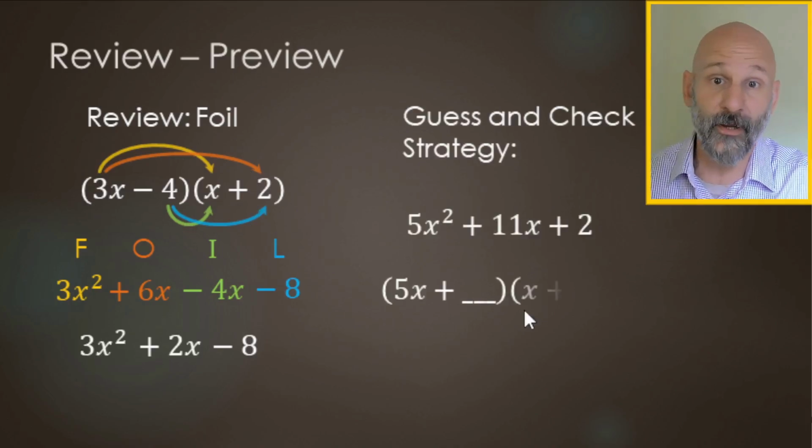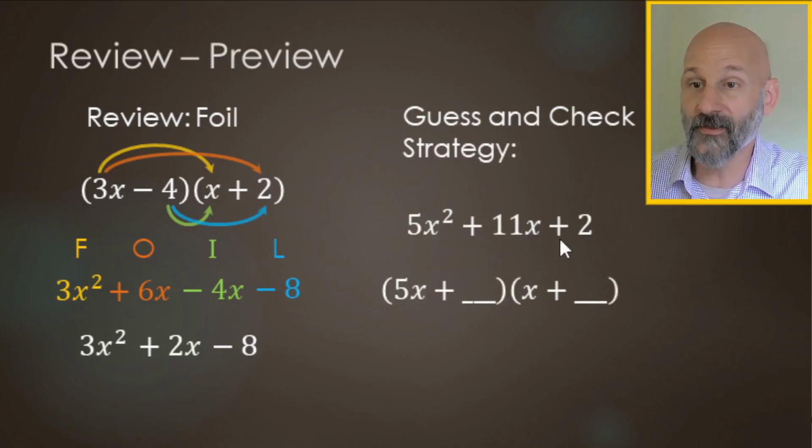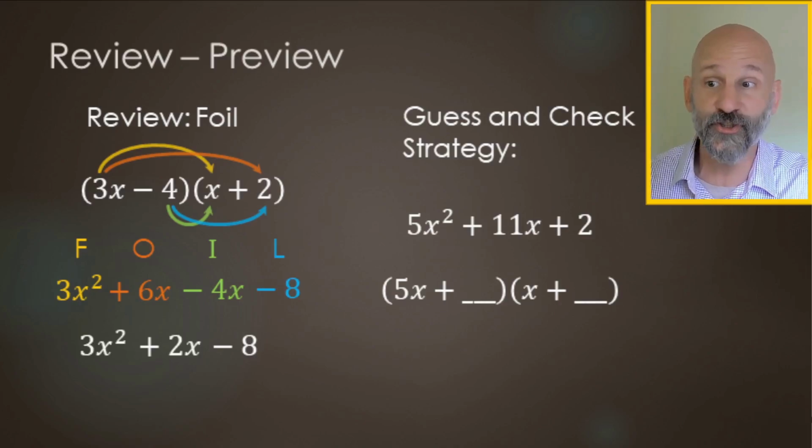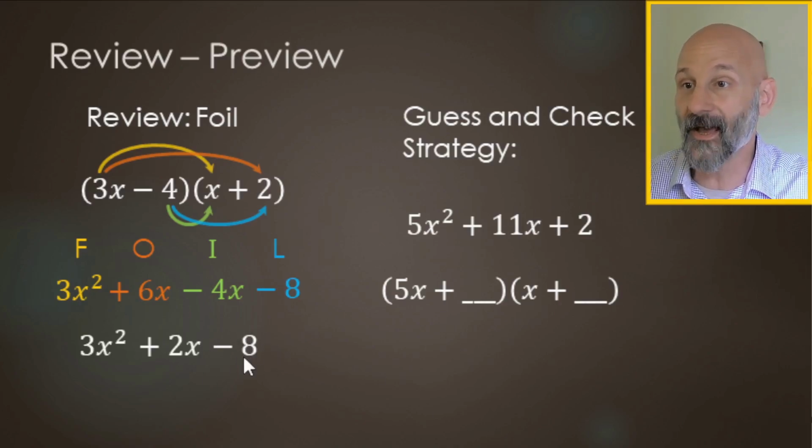So right here, quick example, right? 5x squared plus 11x plus 2. Now notice this 5x squared here. We're going to break that up into 5x and x because we're going backwards. So remember this 3x squared, that came from the 3x times the x. It came from the firsts. And then this -8 came from the lasts, -4 times 2.